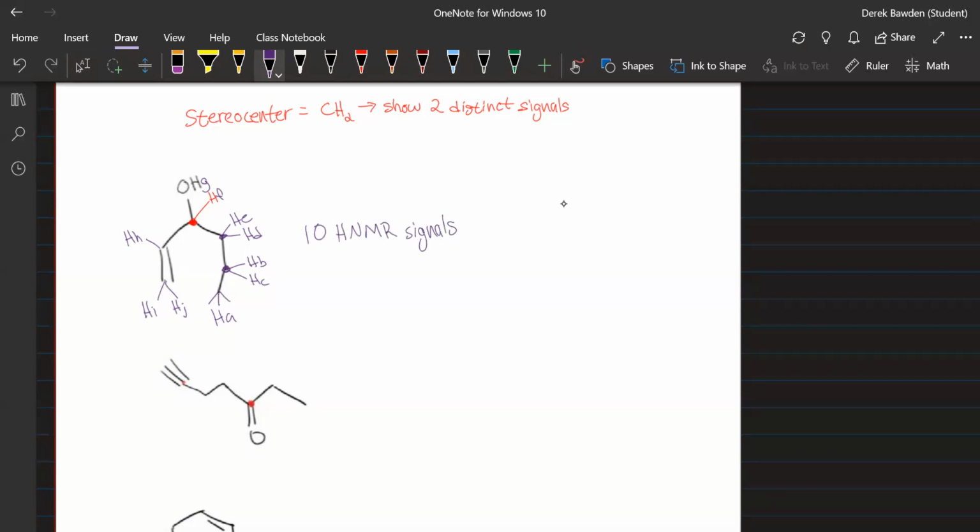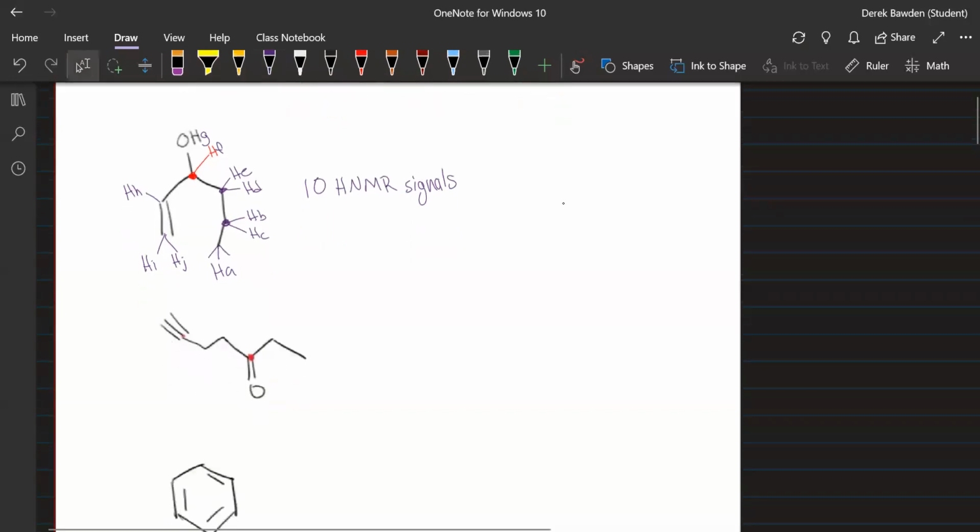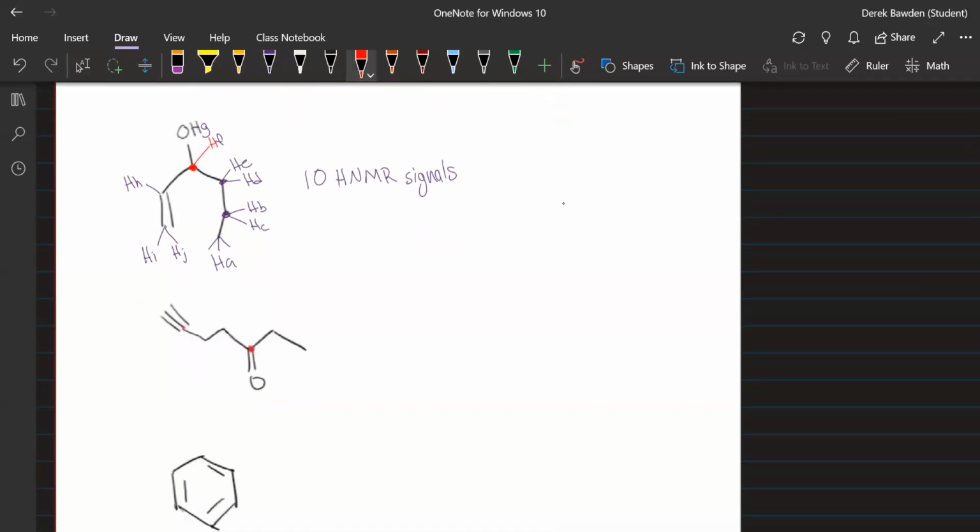Okay. Let's go on to this next one. Again, we need to look to see if there's a stereocenter. I do not see one in this molecule, so we can go ahead and just start labeling our hydrogens. HA, HB, HC, HD, HE. So for this one, we're going to get 5 signals.